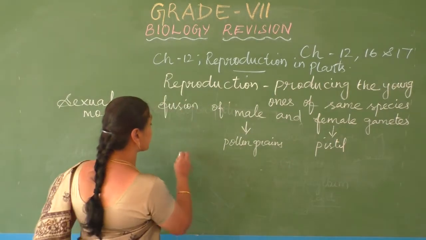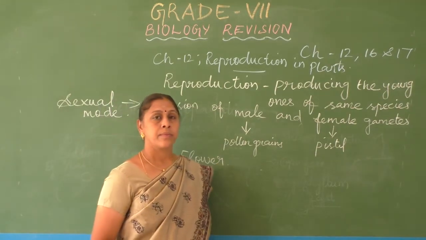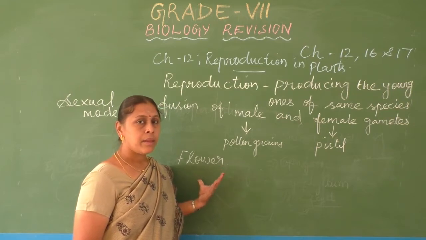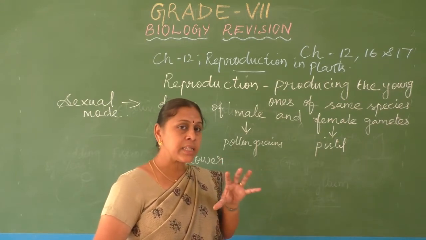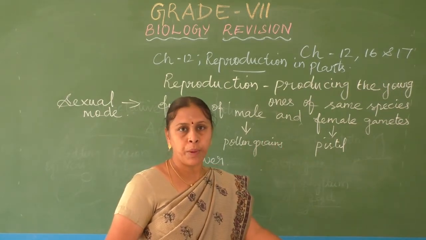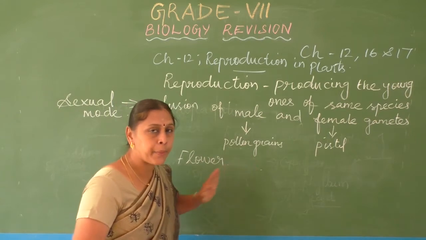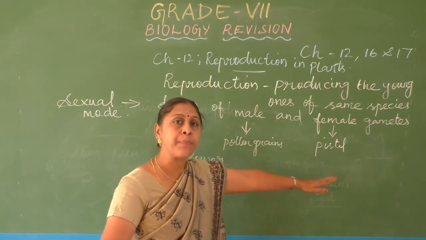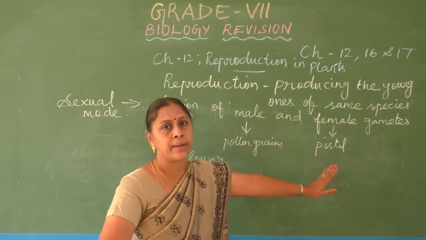Flower is the reproductive part of a plant. Generally, flower is the reproductive part. The flower only will change into the fruit. The fruit consists of the seeds, and the seeds help in the production of new plants. So, flower is the reproductive part that helps in reproduction. In the flower, the pollen grains and pistil will be present, which are the male and female parts of the plant.